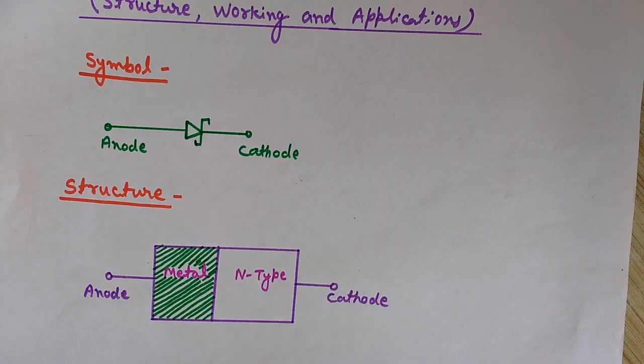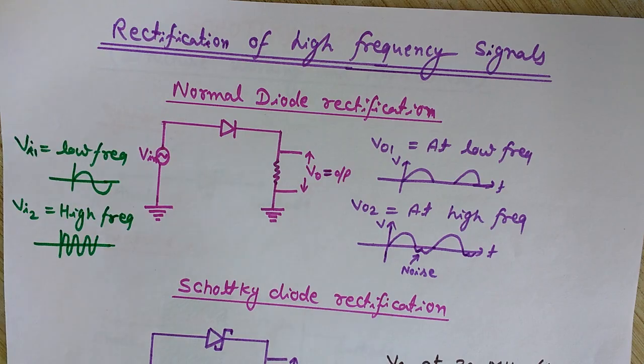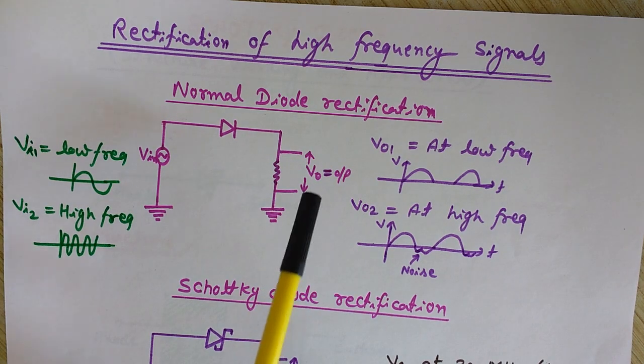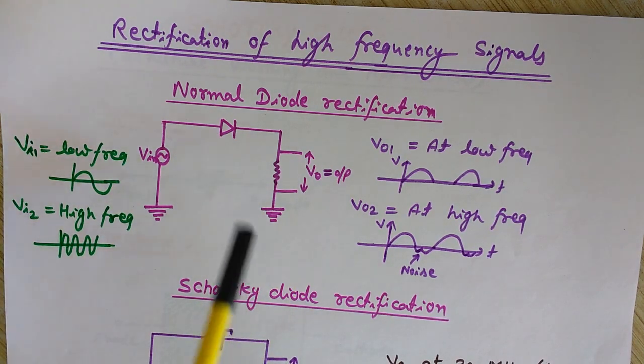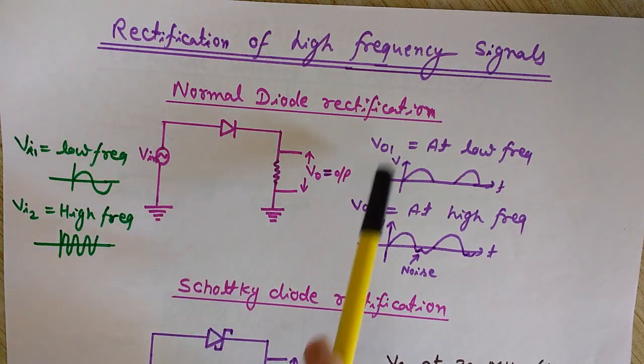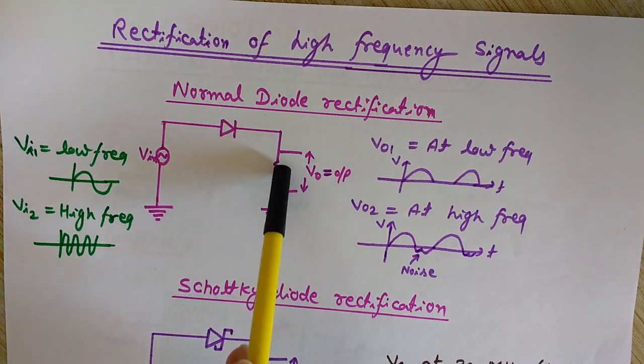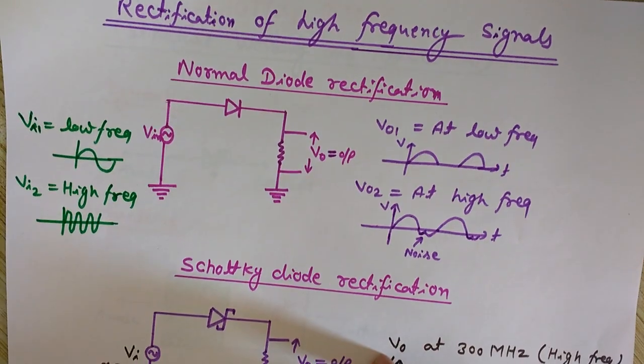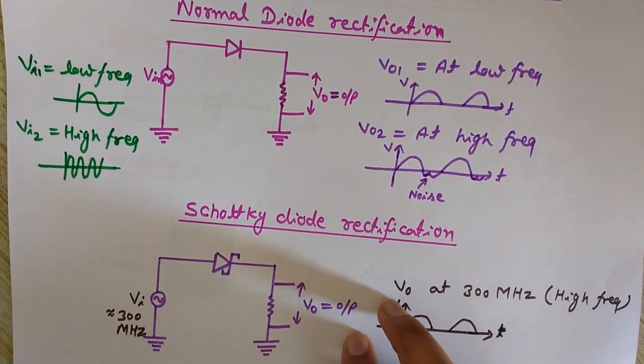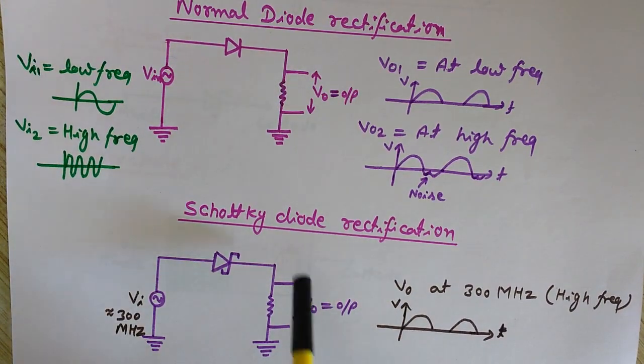So here we will see how we can use the Schottky diode for the rectification of high frequency signals. Okay, and what is the reason how it is possible. Look at this image here. We have two diagrams. This is for the normal diode. This is the normal diode rectification, and here is the rectification using Schottky diode.